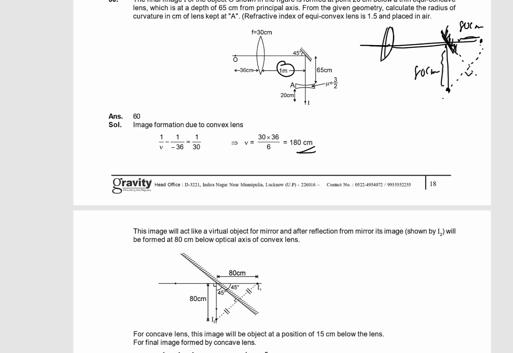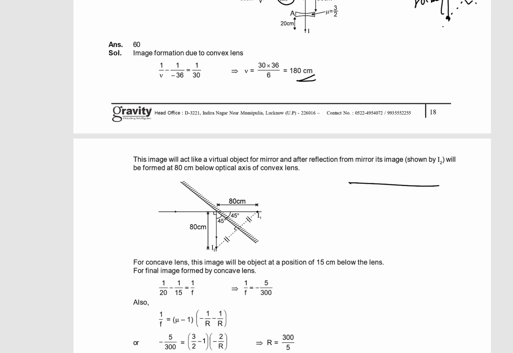But this is again going through another lens which is kept at 65. Now what is happening? There is a concave lens here, and that particular mirror was forming an image at 80 centimeters from above. And this distance is given as 65. So we have a virtual object again for this lens with object position as plus 15.